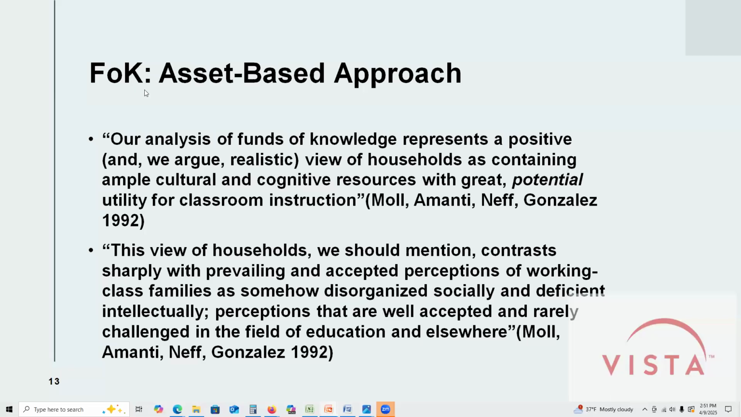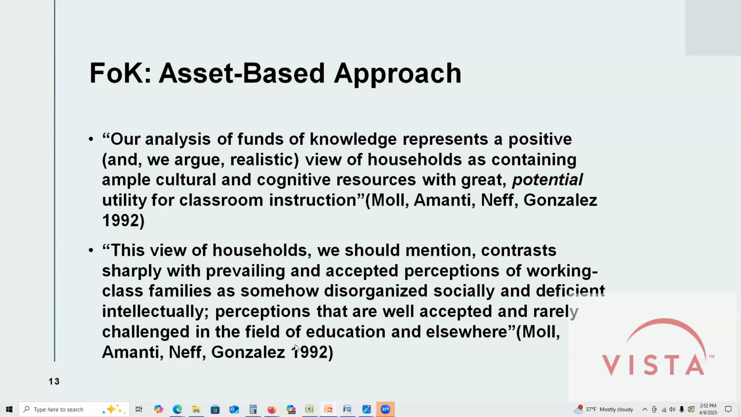So what happened with the research then is it turned to an asset-based approach. So this FOK, funds of knowledge, resulted in an asset-based approach. Our analysis of funds of knowledge represents a positive, and we argue realistic view of households as containing ample cultural and cognitive resources with great potential utility for classroom instruction. And this is from our original 4 researchers in their original work in 1992. And continuing on, this view of households, we should mention, contrasts sharply with prevailing and accepted perceptions of working class families as somehow disorganized socially and deficient intellectually, perceptions that are well accepted and rarely challenged in the field of education and elsewhere.